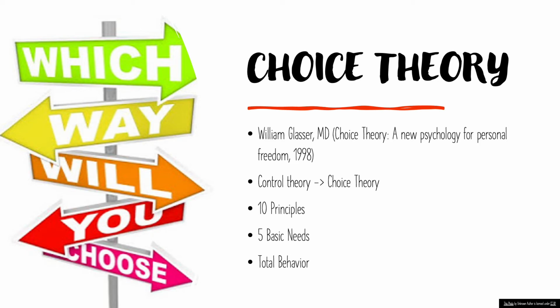Number seven, all we can do is behave. Number eight, all behavior is total, and it's made up of four parts: acting, thinking, feeling, and physiology. Nine, almost all total behavior is chosen, but we have direct control over the acting and thinking, and indirect control over the feeling or emotions and physiology. Number 10, all total behavior is designated by verbs and named by the part that is most obvious or evident or visible.